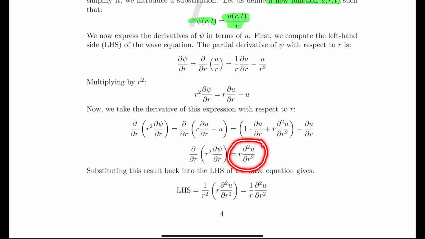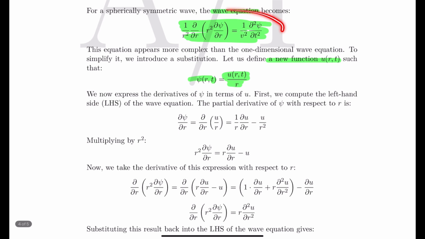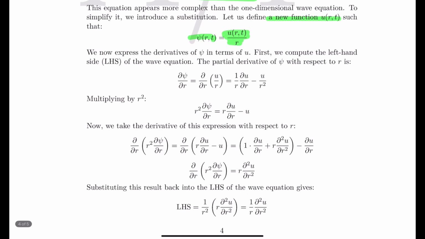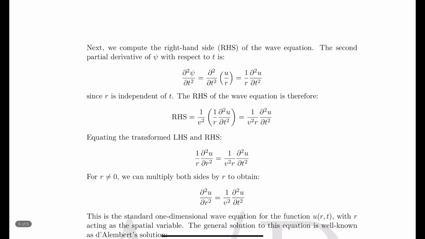Now what you are going to do, you substitute this value in the given wave equation to arrive at this LHS. Okay, so it is 1 by r and then the double partial derivative of u with respect to r. So now we are done with the LHS. Now we will move towards the RHS.